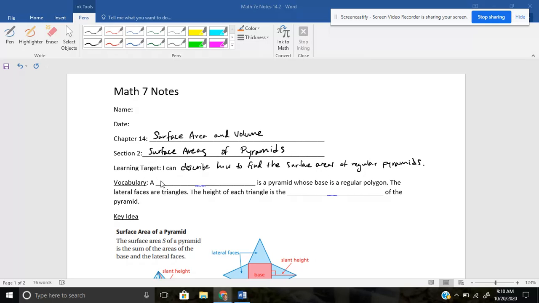So let's define that. A regular pyramid is a pyramid whose base is a regular polygon. The lateral faces are triangles. The height of each triangle is the slant height of the pyramid.